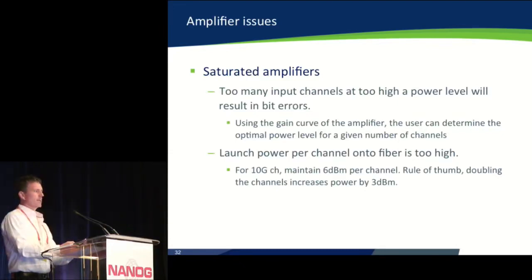Every amplifier has a typical gain curve, and there's a portion of the gain curve, power in, power out, that's flat. But every amplifier also has a nonlinear portion. So if the input power gets too high, there'll be a clipping effect, and it's similar to audio amplifiers. For a 10 gig channel, a good rule of thumb is 6 dBm per channel. And every time you double the channels, you're increasing the power by 3 dBm. So you can use this information to match your number of channels to the amplifier gain curve and make sure that you stay within the linear range.